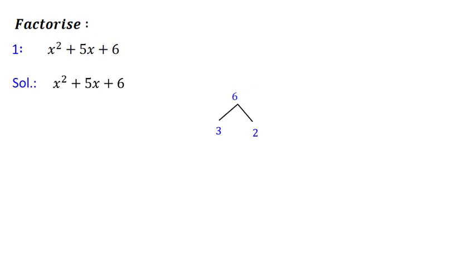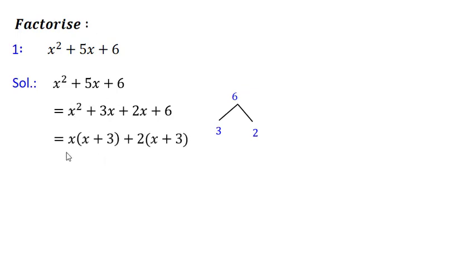So here I will write this 5x as 3x plus 2x. So my expression will become x square plus 3x plus 2x plus 6. Now if you see these first two terms, here you can take x common. So take x common from these two terms, you will get x into x plus 3. Now from these two terms you can take 2 common. So when you take 2 common, again you have x plus 3. Now you take x plus 3 common. So in one bracket you have x plus 3, in the other bracket you have x plus 2.